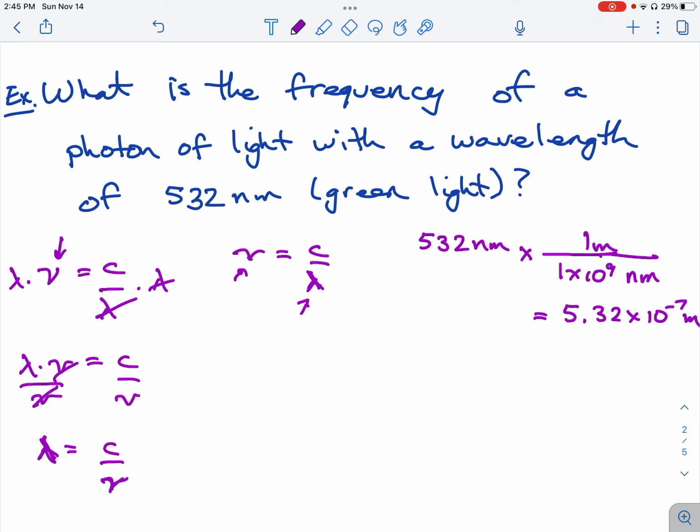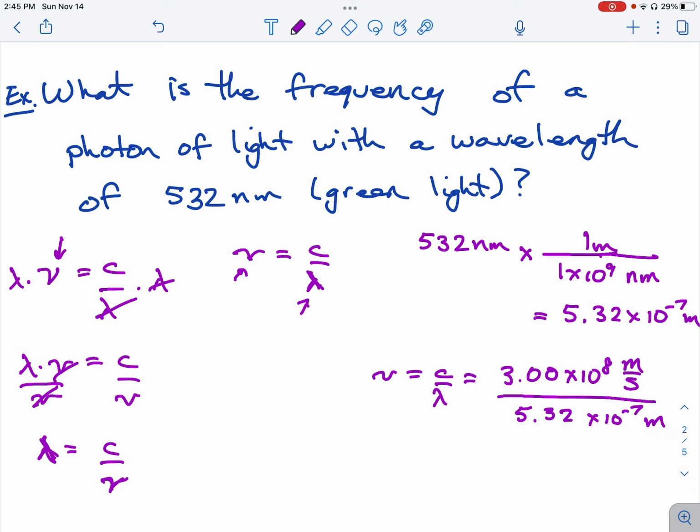And now we're going to plug in frequency equals speed of light over wavelength. So the speed of light is 3.00 times 10 to the 8th meters per second. Our wavelength here is 5.32 times 10 to the minus 7 meters. And so now we're going to plug that in to our calculators.